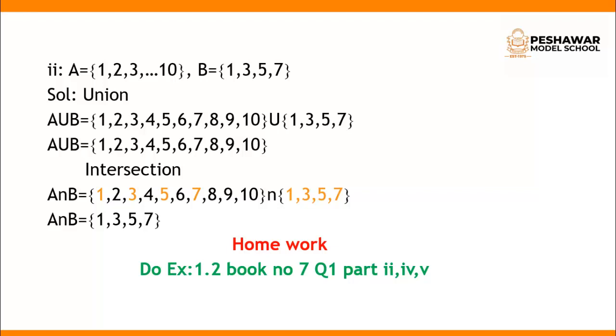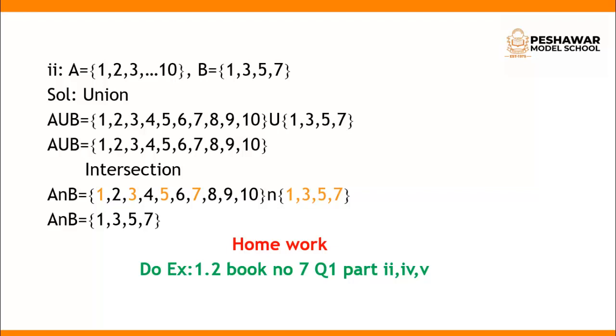You have to combine these two sets together and you cannot repeat a number, because 1 is present in both sets but should be written one time. 3 is present in both sets but should be written one time. 5 is present in both sets but you have to write it once. 7 is present in both sets but you write it once, because in a set the elements are not repeated. So A union B is 1, 2, 3, 4, 5, 6, 7, 8, 9, 10.